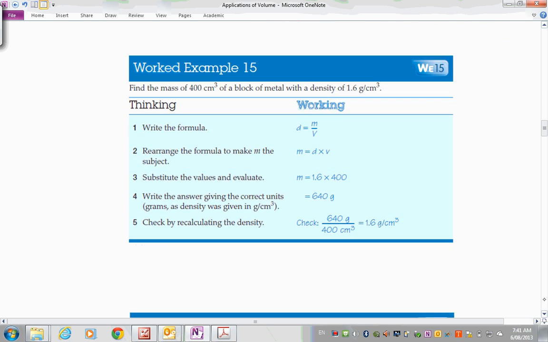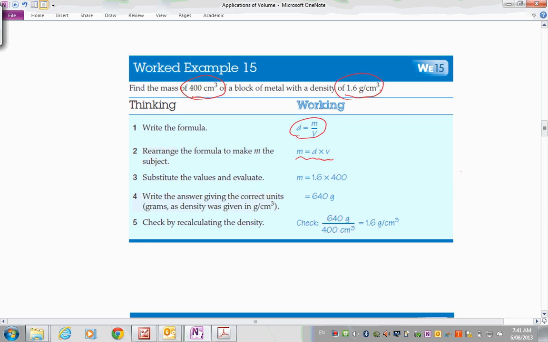Here we are, example 15 from Pearson's now. We have a block of metal and we have 400 centimetre cubed of that metal and a density of 1.6 grams per centimetre cubed. How heavy is that? Can we lift that, or is it too heavy for us? Do we know? Well, density is mass over volume. Rearrange it.